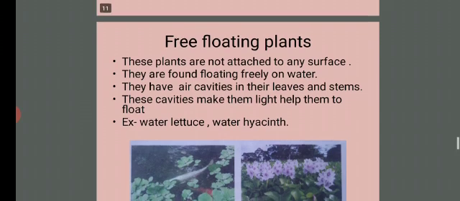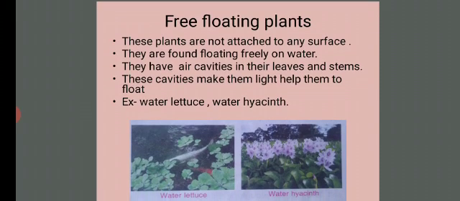Such types of plants have air cavities in their leaves and stems. It means air is filled in the cavities in their leaves and stem. So those cavities make them light, and because of that they are able to float. Examples of free floating plants are water lettuce and water hyacinth.